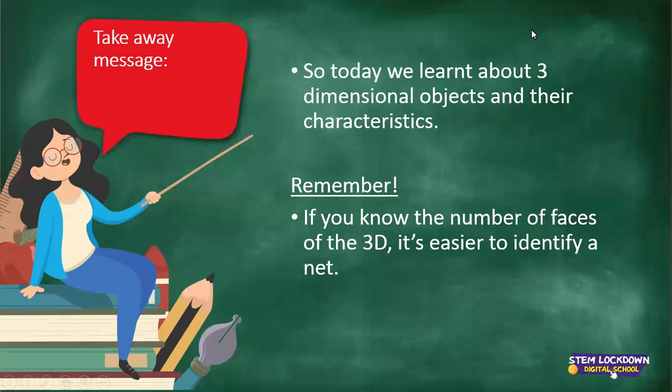All right. So what we must take away from this lesson is that if we know the number of faces of a 3D object, it is easier to identify a net. And also we must remember that if a pyramid has the same shape and same size with the sides and the base, that is called a tetrahedron.